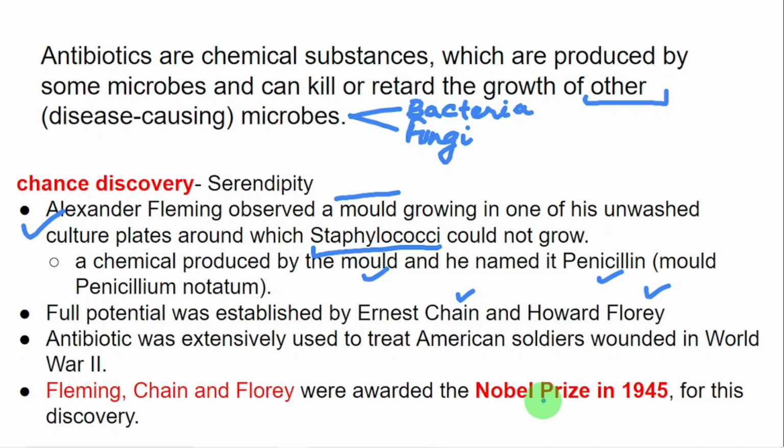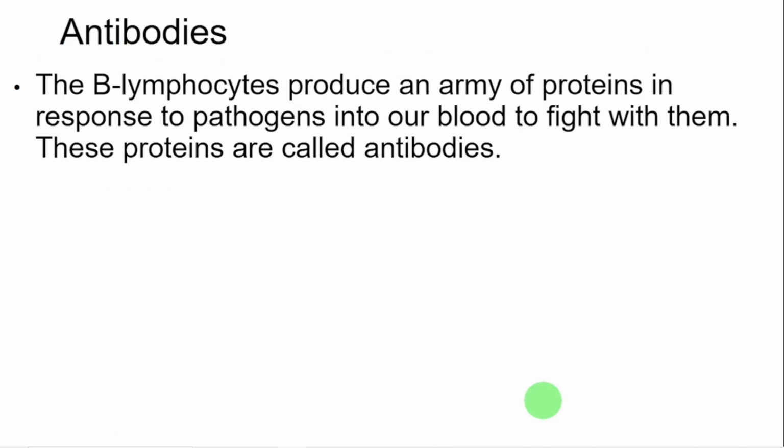Going on to the next topic, antibodies. So antibodies are produced by B lymphocytes and they produce an army of protein. That means a single B lymphocyte will produce lot of antibodies, thousands of molecules of antibodies in response to pathogen into our blood. This is very important. It is secreted. So antibodies are secreted in the blood. Therefore, you can do antigen antibody interactions using serum from the patient or any individual.